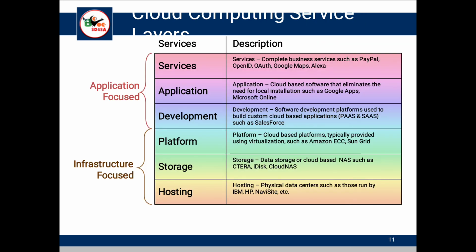And the cloud computing service layers are where applications are focused on service application development, and infrastructure is focused on platform, storage, and hosting. In services, there is a complete business service such as PayPal, OpenID, so different companies are there for the services. In applications, we have cloud-based software that eliminates the need for local installations, such as Google Apps, Microsoft Online. And in development, software development platforms use PaaS and SaaS. The best example is Salesforce.